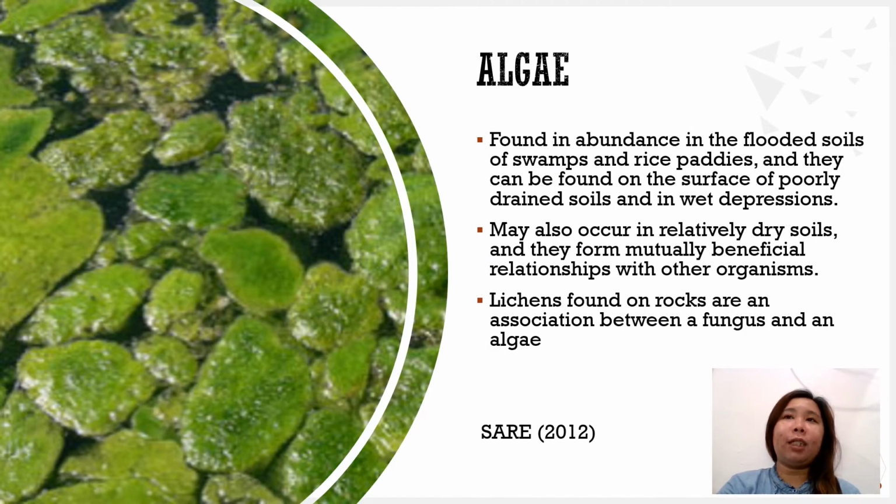They are found in abundance in the flooded soils of swamps and rice paddies, and they can be found on the surface of poorly drained soils and in wet depressions. They may also occur in relatively dry soils, and they form mutually beneficial relationships with other organisms. Examples of this are the lichens. Lichens are found on rocks. Lichens are the association between a fungus and an algae.